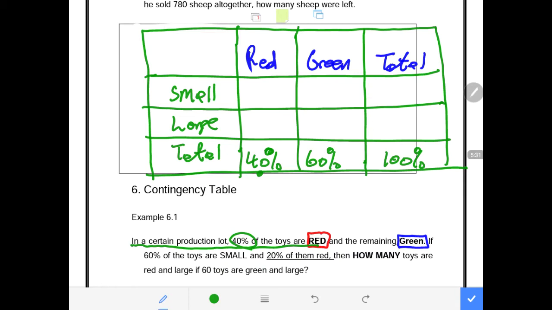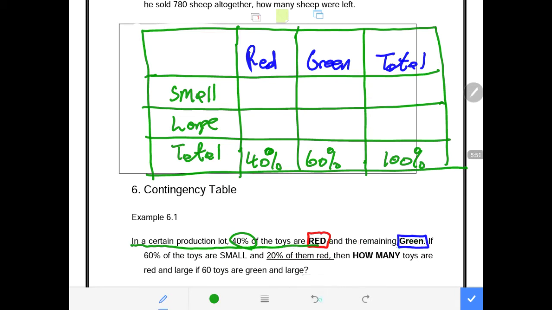But even if it can be three categories, you'll have to work it out from the information given to you. Now they say 40% of the toys are red and the remaining are green. Even if this was not specified, we'd know that we only have red and green, so the remainder will definitely have to be green.